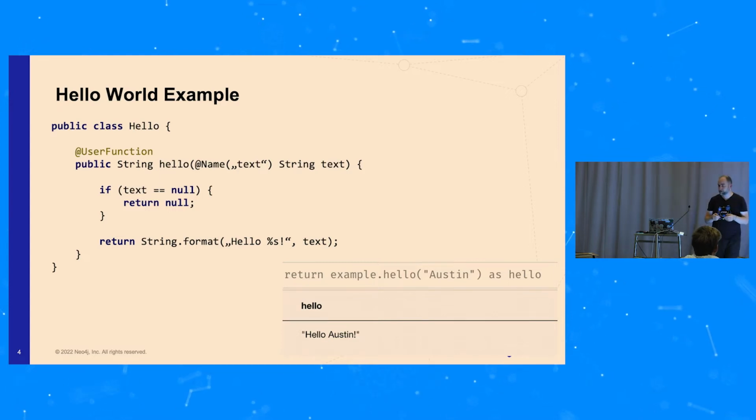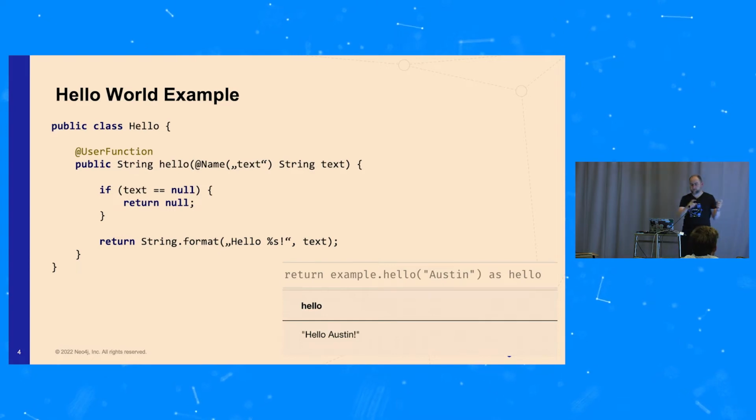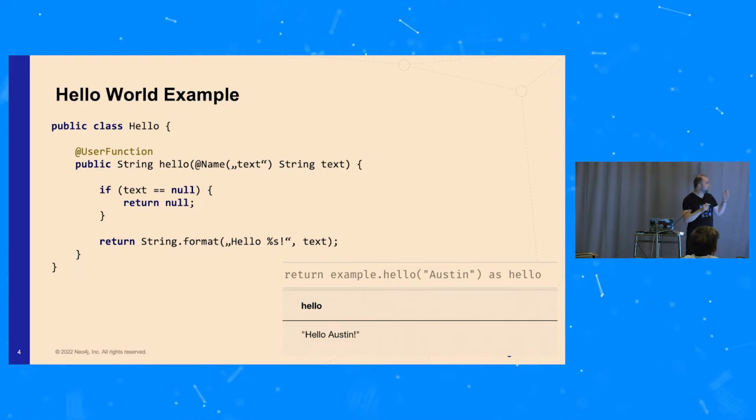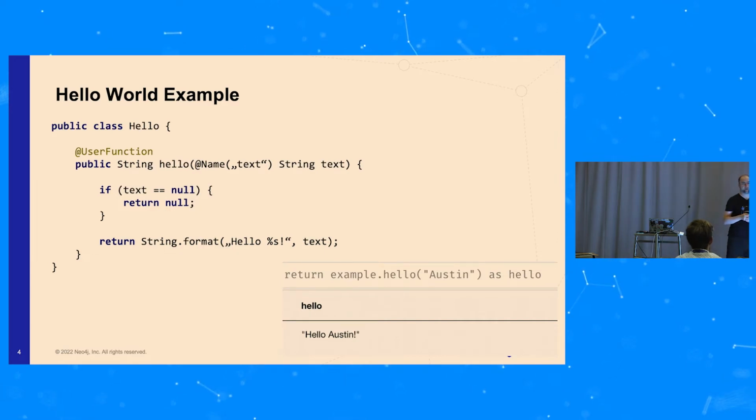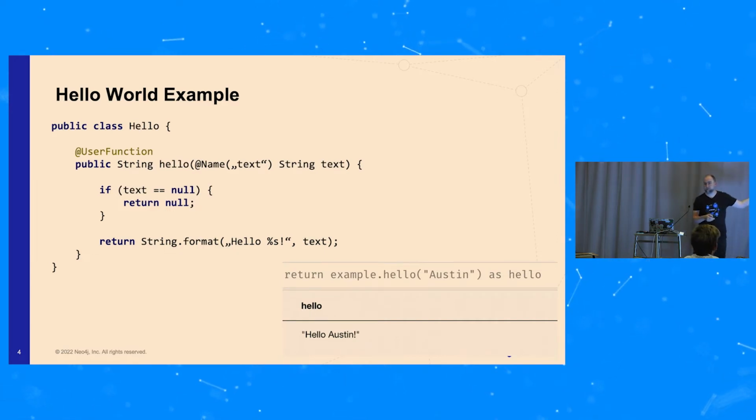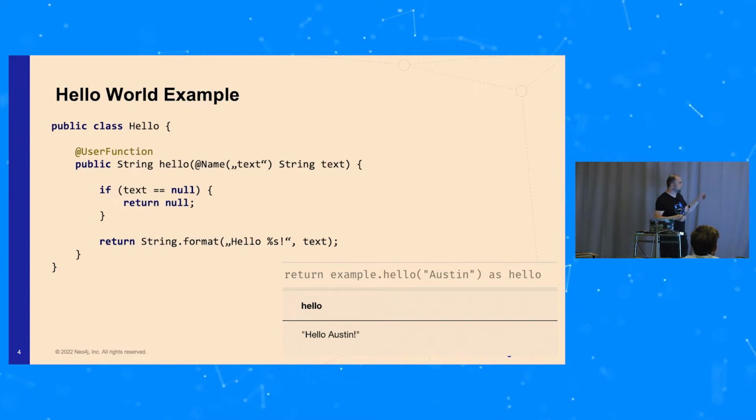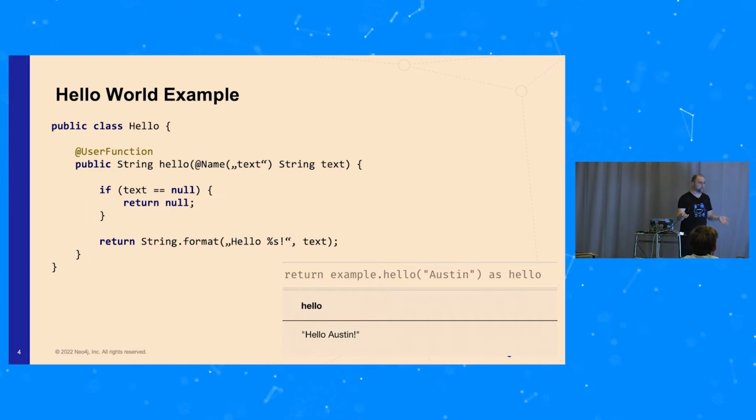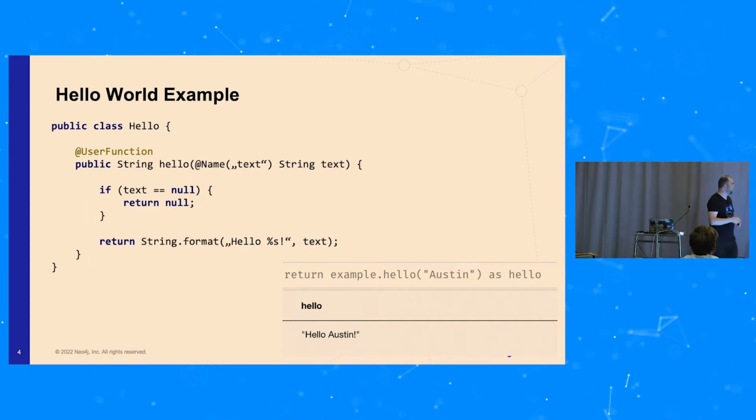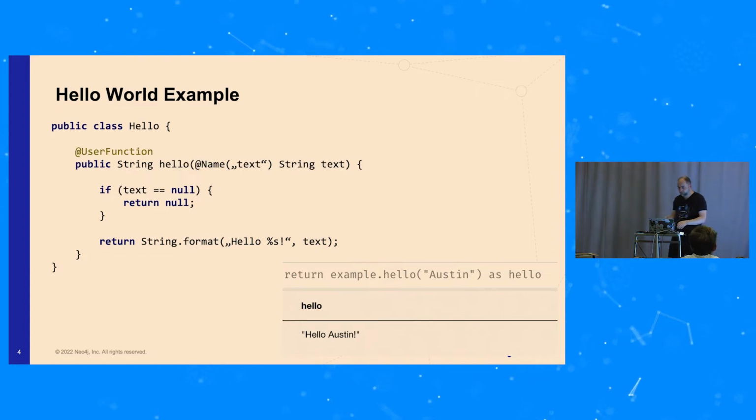Just to set the stage, you have a little bit of code here in Java, but you can use any JVM language. You annotate it with something like user function, and then you implement a little bit of code. So this should be readable for everyone, even if you're not a Java developer. Basically, it takes an input parameter called text. If this is null or undefined, it returns null. And otherwise, it would return hello and the text and an exclamation mark, right?